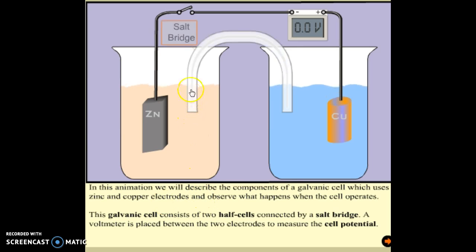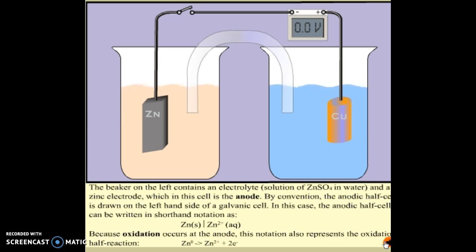Then we have this thing in the middle called the salt bridge, and we'll explain its importance as we move forward. Over here we have zinc and zinc sulfate. If you can imagine, in this solution we have some zinc plus 2 ions. This is the anode, so this is where oxidation is going to occur. So zinc is going to go to zinc plus 2 plus 2 electrons over here on the left-hand side.